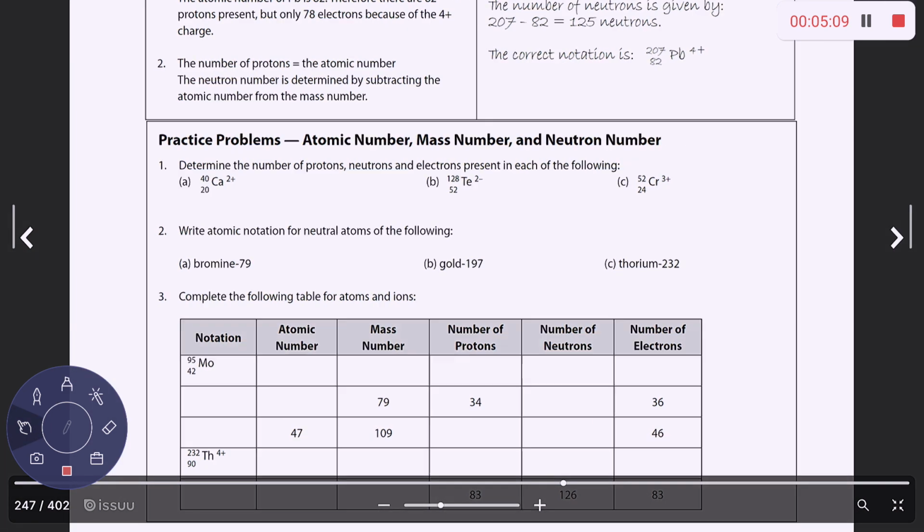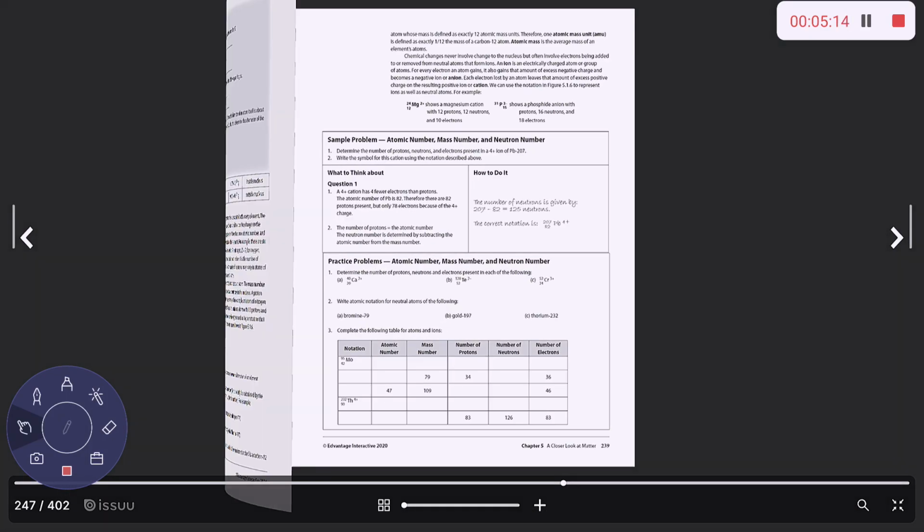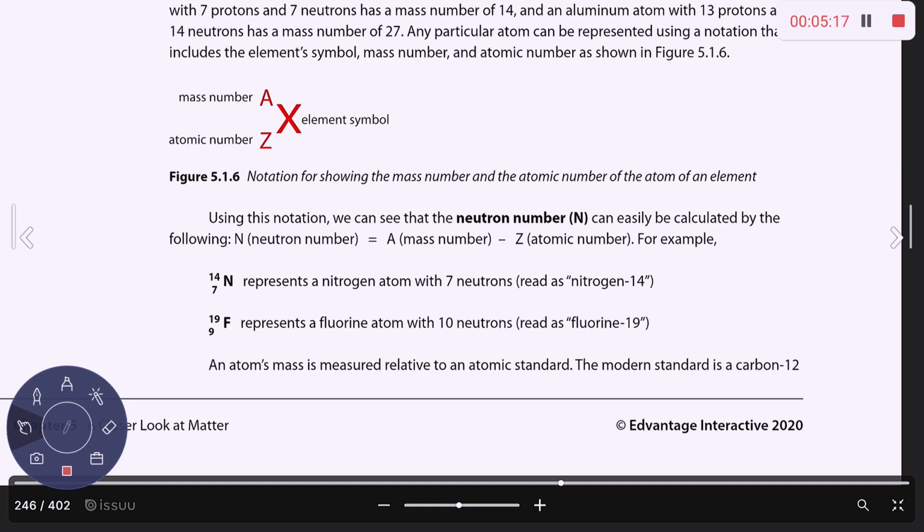Okay, let's take a look here. Actually, before I do this, on this previous page at the bottom, they gave you some neutral atoms. So here is one, and here is another. When there is no charge in the upper right-hand corner, it is neutral. So for instance, on this example, this 7 is my atomic number. That tells me I have 7 protons and 7 electrons because it is neutral.